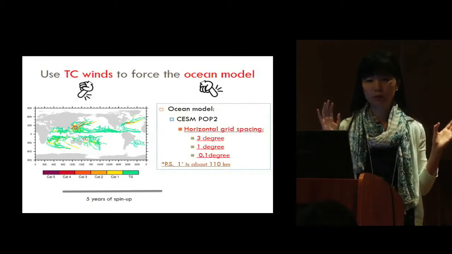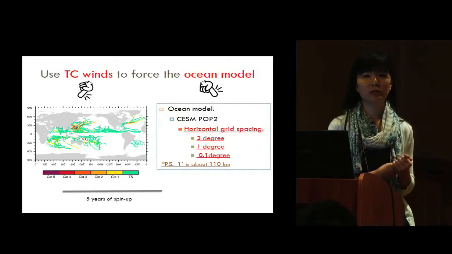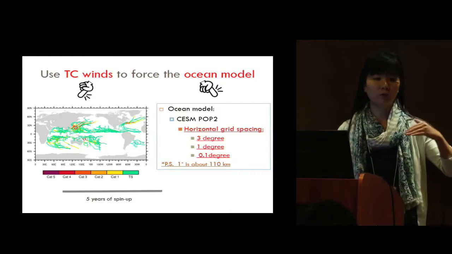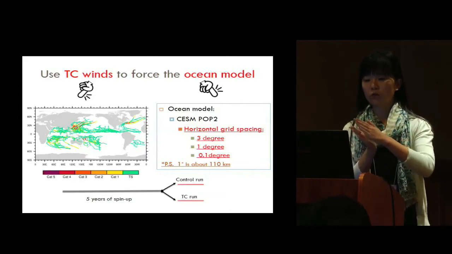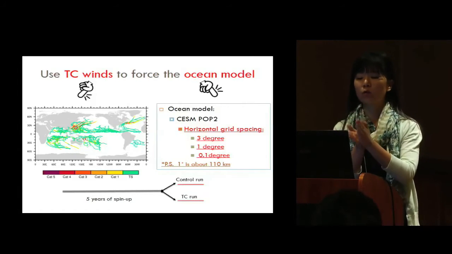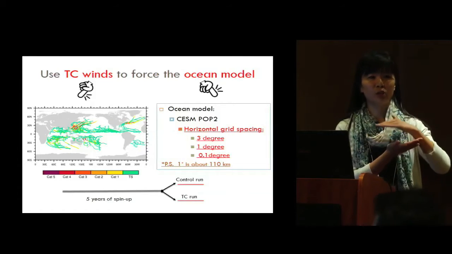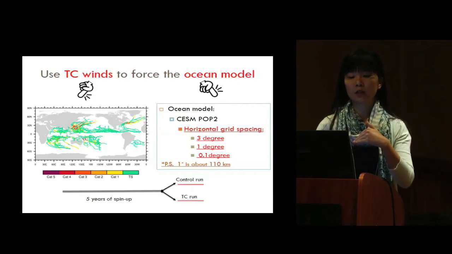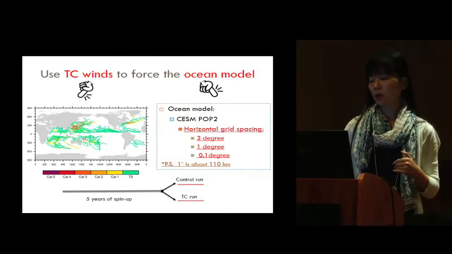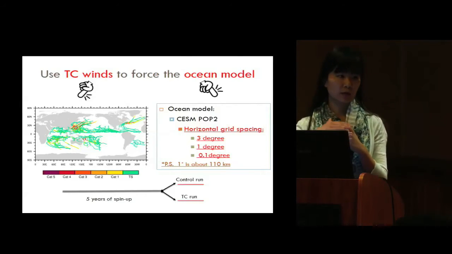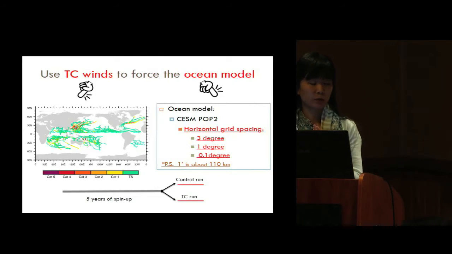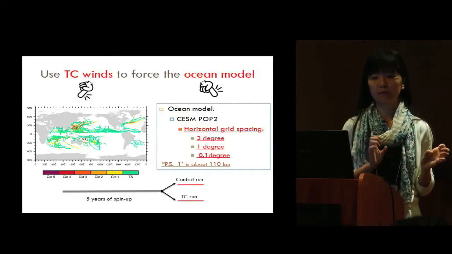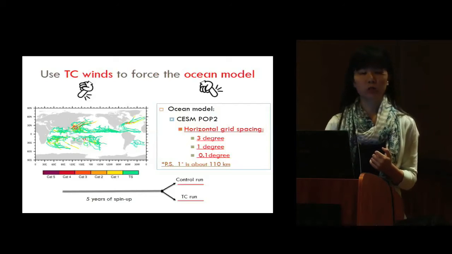So now we have 3 sets of simulations: a 3-degree ocean, a 1-degree ocean, and a 1/10 of a degree ocean. For each simulation, we run the model for 5 years. And then we branch the run into 2 runs. The first one is a control run, which is basically the spin-up run. We still use the normal year forcing condition. The other run is a TC forcing run, where we add in the tropical cyclone winds we just detected. By comparing the results from the TC forcing run and the control run, we can diagnose the effect of tropical cyclones. And by horizontally comparing these 3 sets of simulations, we can test the sensitivity of these responses to ocean grid resolution.